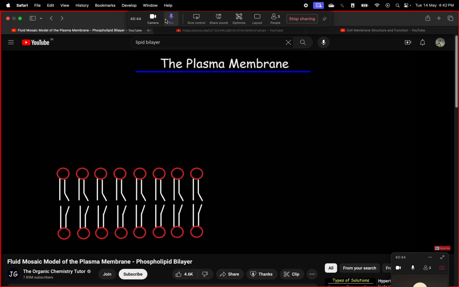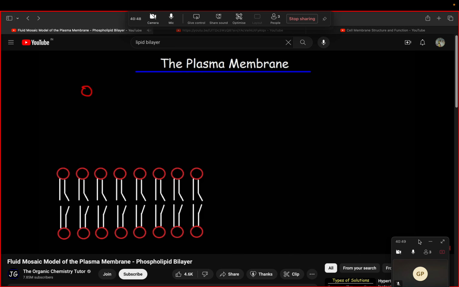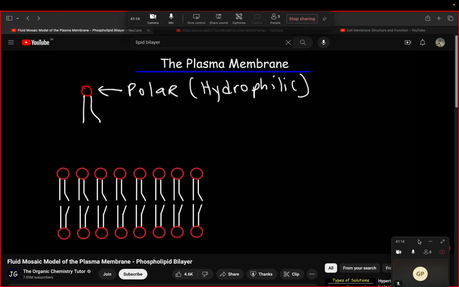The plasma membrane of cells is made up of something called phospholipids. And here is a typical structure of a phospholipid. The phospholipid is made up of three subunits. It has a phosphate group, a glycerol molecule, and two fatty acid tails. The head of the phospholipid is the phosphate group, and it's polar, which means that it's hydrophilic. Hydro means water, phil means love, so it loves water.